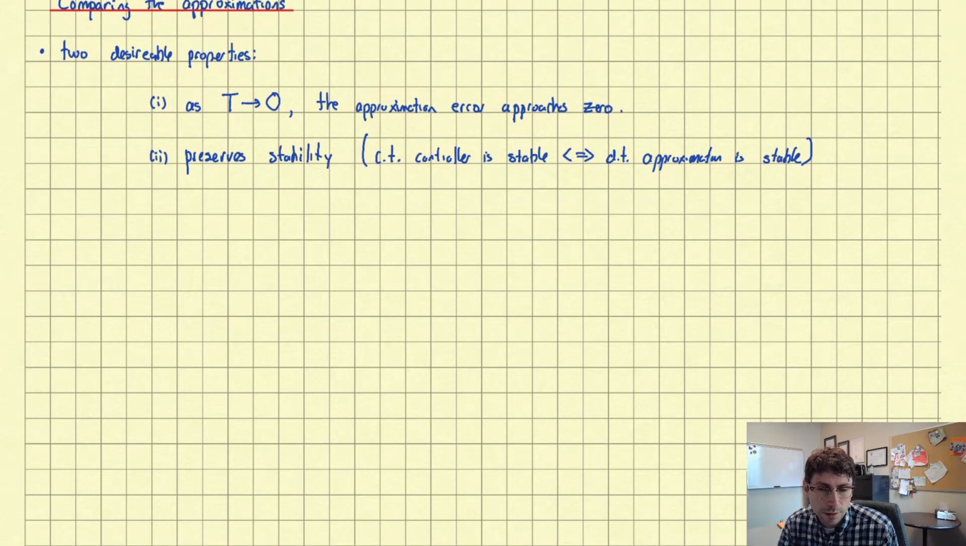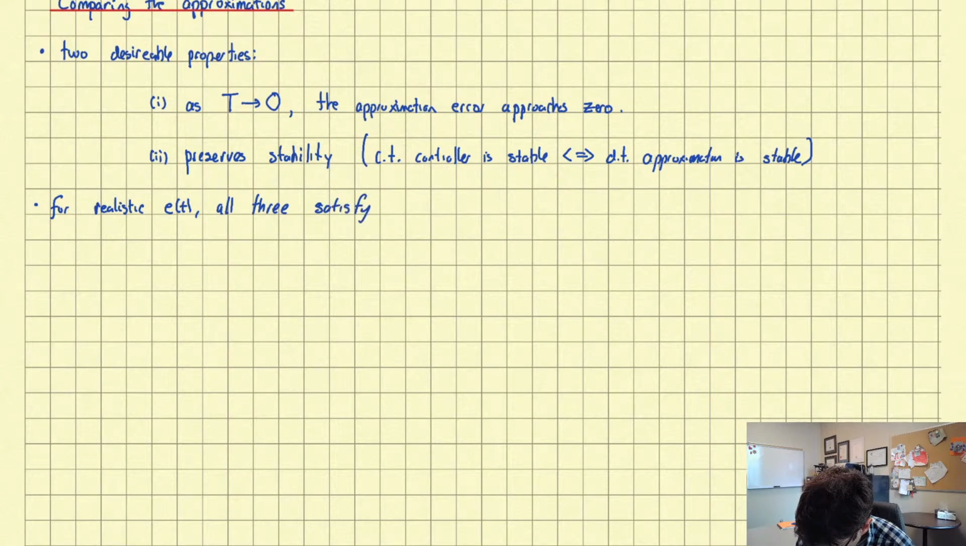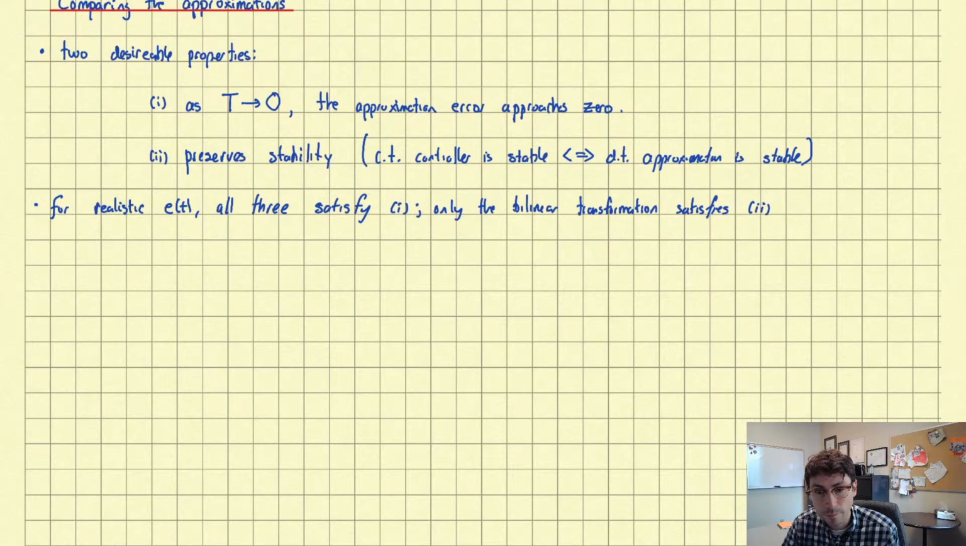From the pictures above, you can probably convince yourself that for reasonable signals, so reasonable tracking errors E of t, all three methods will satisfy condition 1, the first condition. But only the bilinear transformation satisfies the second.